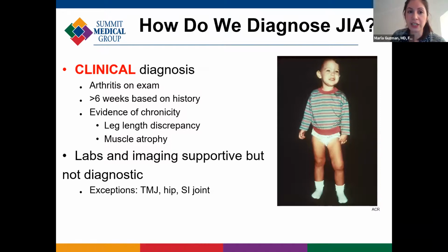So how do we diagnose JIA? It's a clinical diagnosis. There's no lab test that will tell us, yes, this child has JIA, or no, this child does not. We check for arthritis on exam that has been there for at least 6 weeks based on either history or evaluation. And more supporting evidence of chronicity, or longer than 6 weeks, can be seen through different measures on physical exam, such as leg length discrepancy and muscle atrophy.